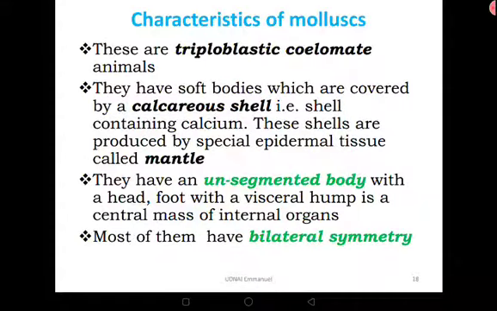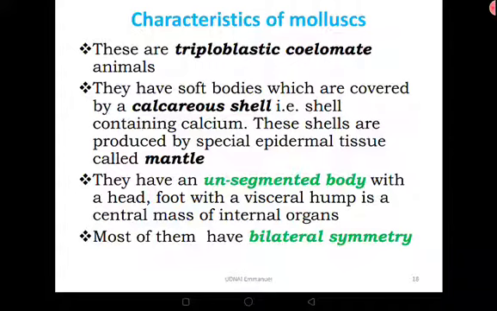So we want to look at them. Let's start with their characteristics. One, they are triploblastic coelomates, just like the Annelids. They have three germ layers, and they have a developed coelom. They have soft bodies which are covered by a calcareous shell, a shell made up of calcium. Those shells are produced by a certain tissue called the mantle. So the shells develop from the mantle.